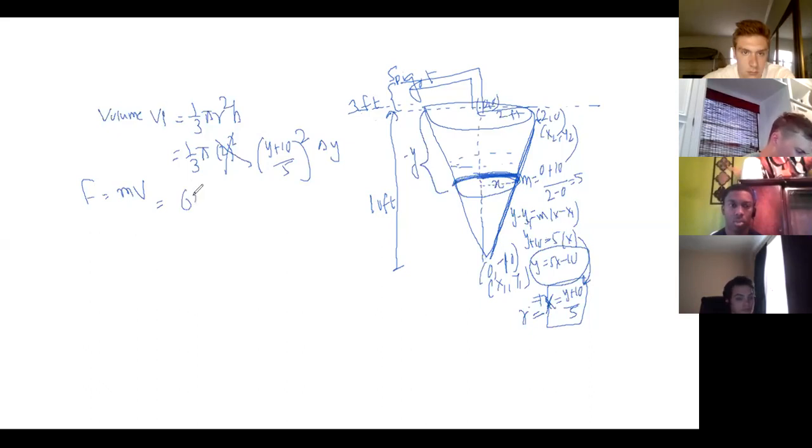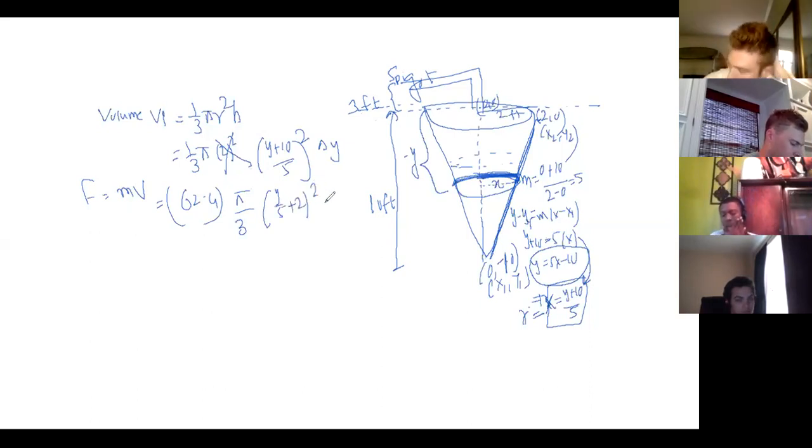Mass is given to you: 62.4 lb per feet cube. Volume, just now I figured it out, that is equal to pi over 3 times (y/5 + 2) squared delta y. The unit is lb per feet cube and volume is always feet cube, so the feet cube will get cancelled, and it is simply lb.